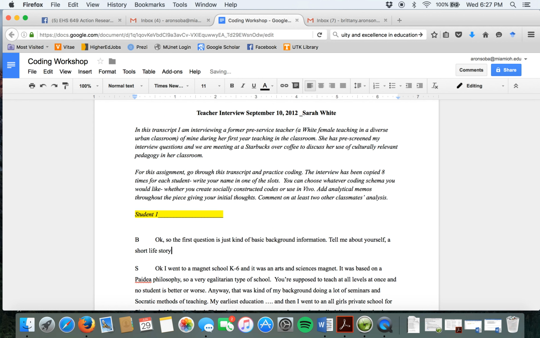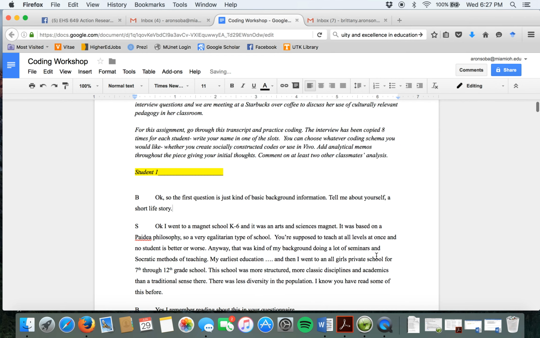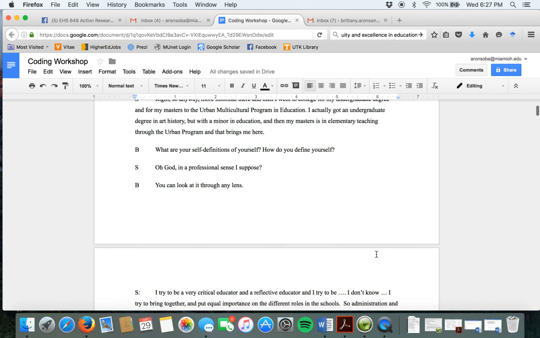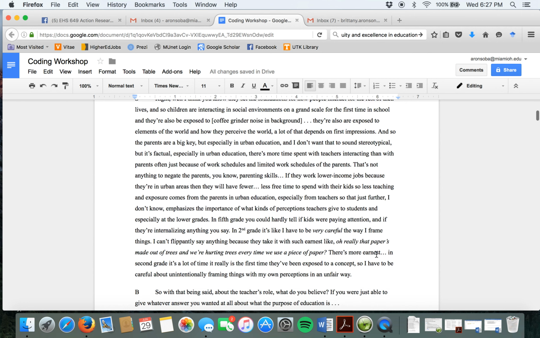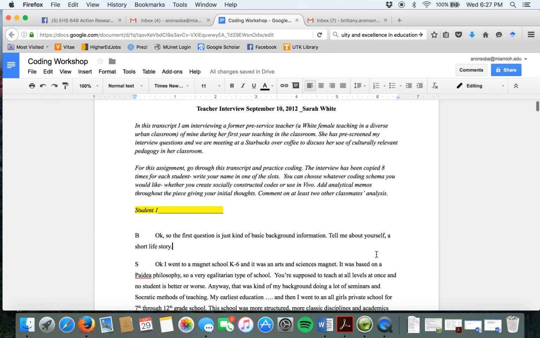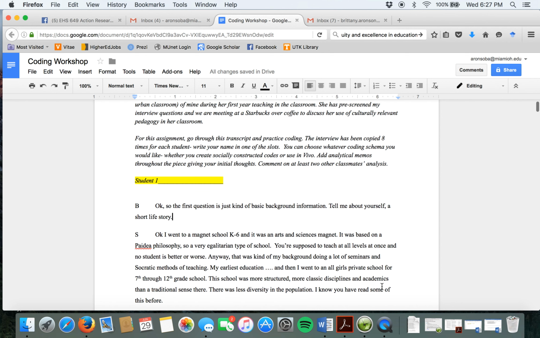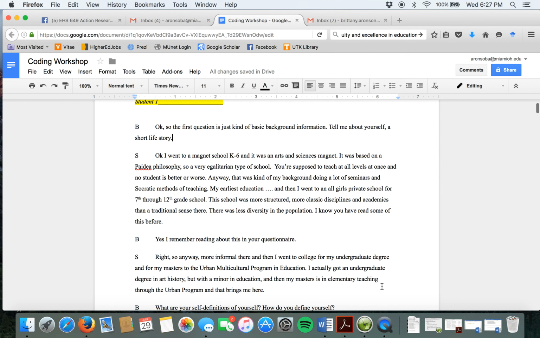What I'd like everyone to do is go through an initial round of coding, thinking about some things you see and notice. I'm going to add some things to the document as well. And I'd like you to comment on at least 2 of your classmates' analyses. What's helpful about collaborative coding like this is that sometimes people bring up things you don't think about. That adds another dynamic to thinking about coding data.